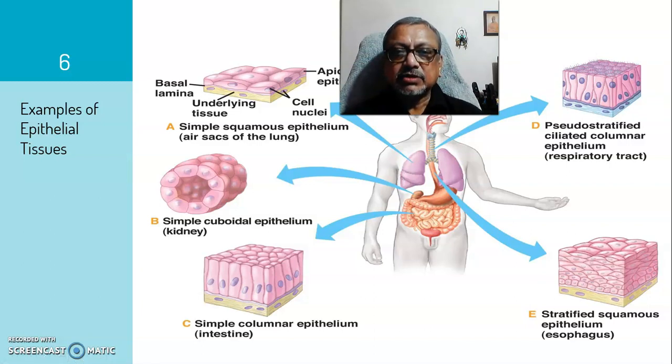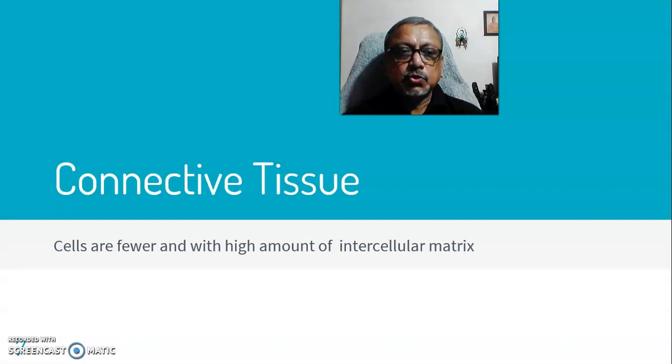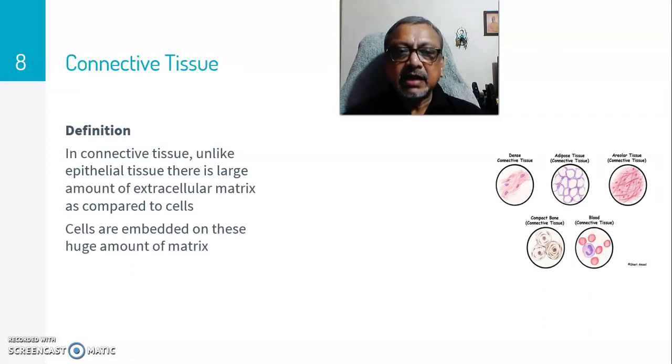Now with this, let us look at the connective tissue. In connective tissue, cells are fewer and there is a high amount of intercellular matrix. So in connective tissue, unlike epithelial tissue, there is a large amount of extracellular matrix, and these cells are embedded in this huge amount of matrix.